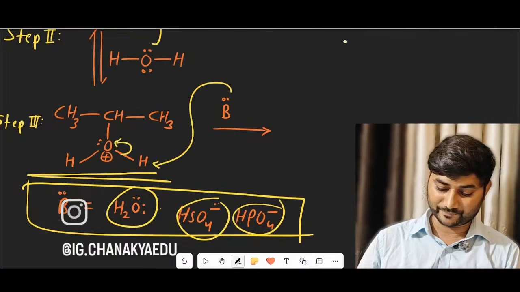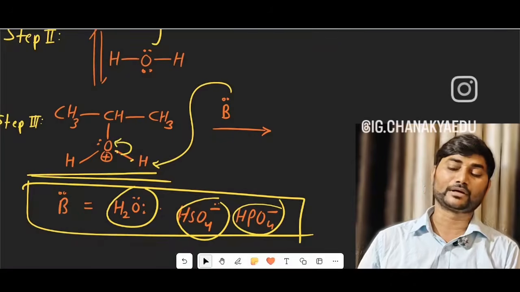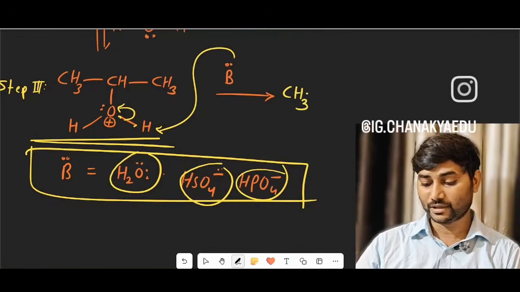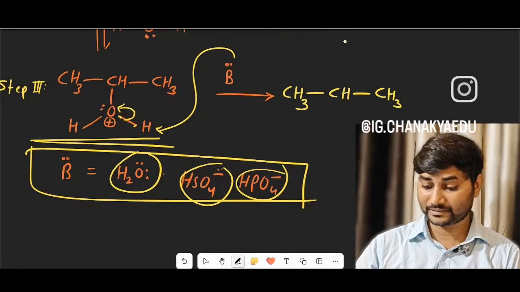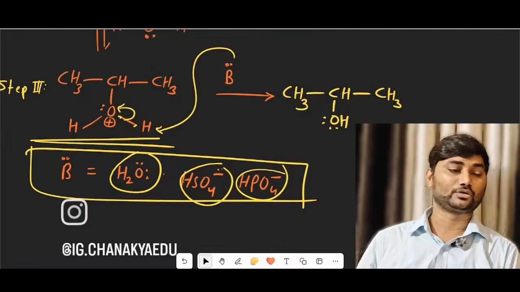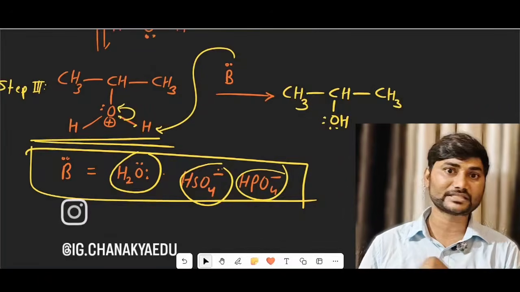You can see again this bonding pair will revert to the oxygen atom. So in this way we will get our final product, that is 2-propanol. And remember, this is our acid-catalyzed hydration of alkene. So alkene will convert into alcohol by this chemical mechanism.